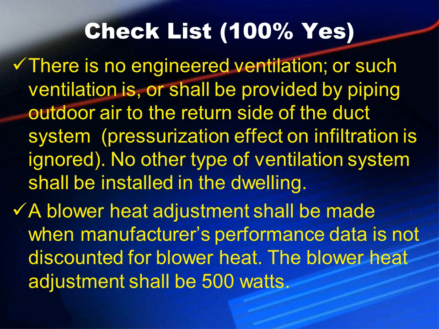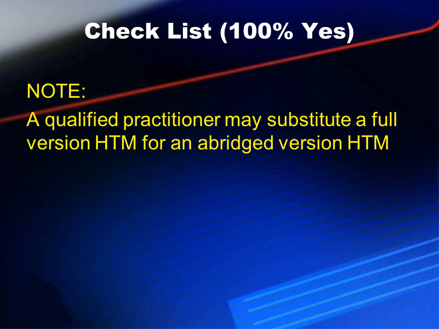There is no engineered ventilation, or such ventilation is or shall be provided by piping outdoor air to the return side of the duct system. Pressurization effect on infiltration is ignored. No other type of ventilation system shall be installed in the dwelling. A blower heat adjustment shall be made. When manufacturer's performance data is not discounted for blower heat, the blower heat adjustment shall be 500 watts.